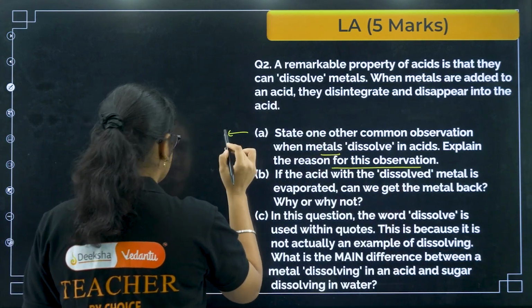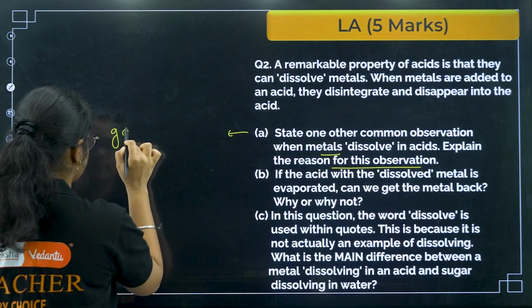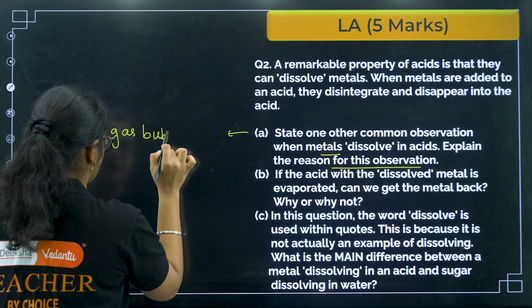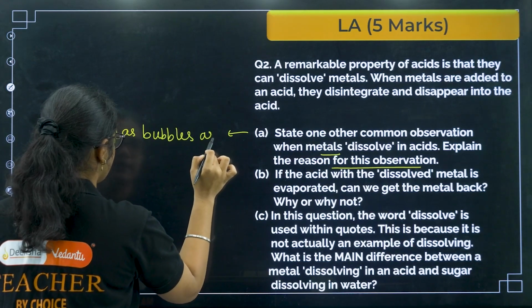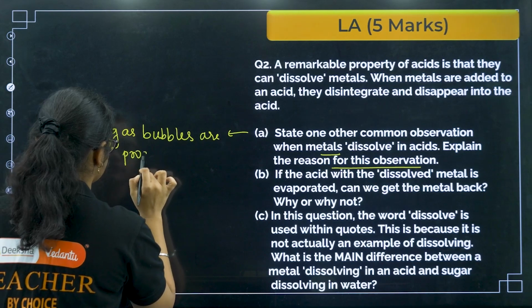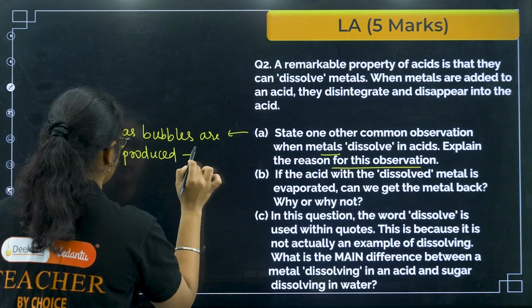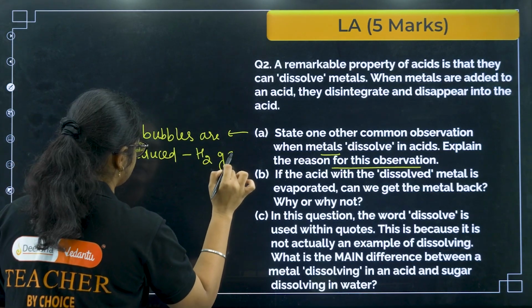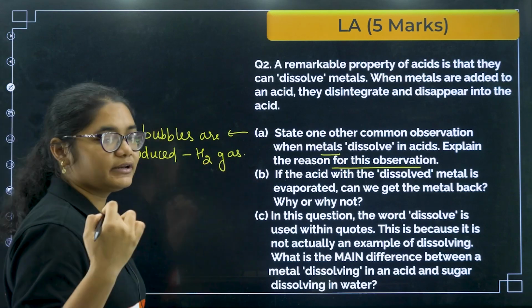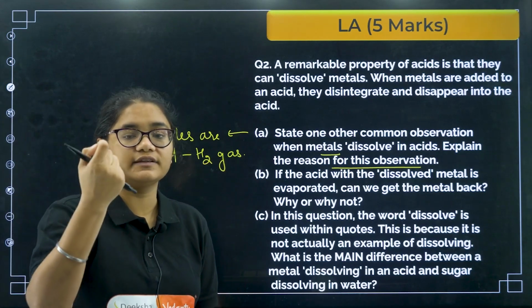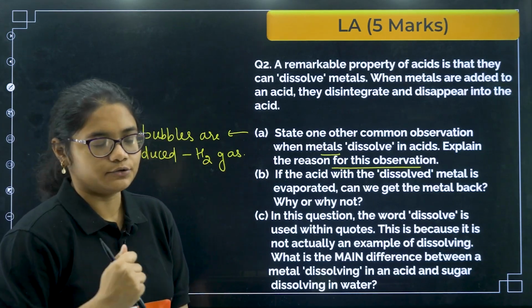The first observation here is that gas bubbles are formed. You can see gas bubbles are produced, and this is due to hydrogen gas. When metals react with acid, hydrogen gas is liberated, and due to this you can find bubbles in the solution.